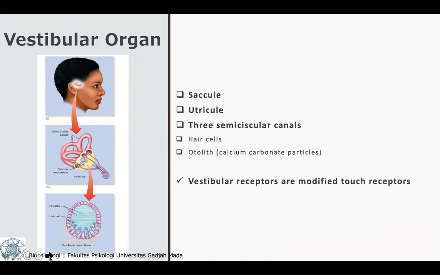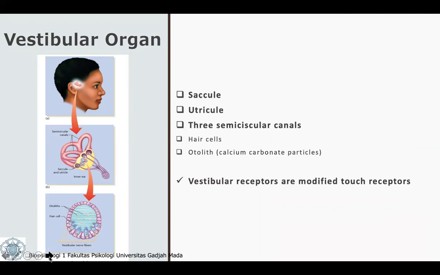The calcium carbonate particles called otoliths lie next to the hair cells. When the head tilts in different directions, the otoliths push against different sets of hair cells and excite them. The otoliths tell the brain which direction you are moving, but they also record which direction the head tilts when you're at rest.